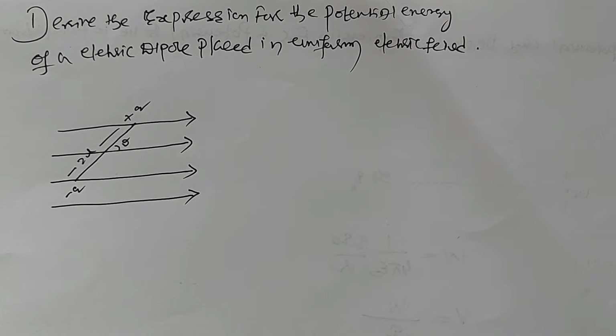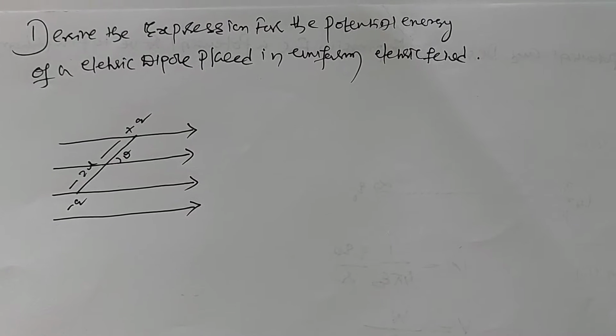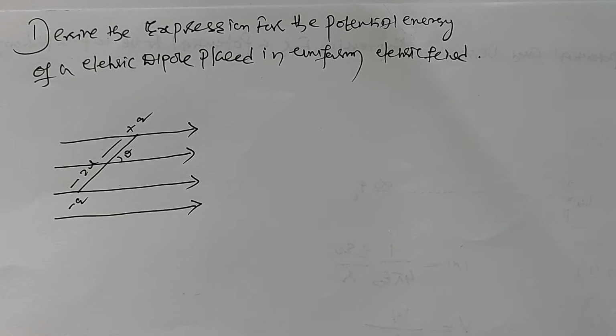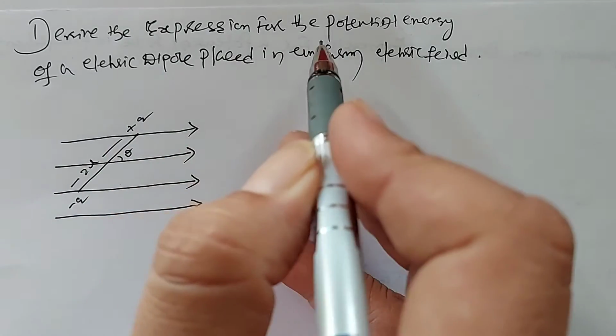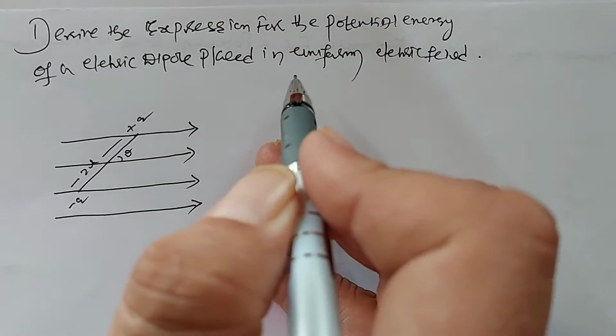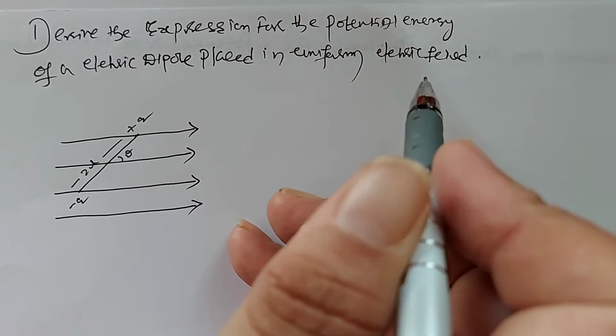Okay, now we are going to discuss another question in the electric potential chapter. So, what is this question? Derive the expression for the potential energy of an electric dipole in a uniform electric field.